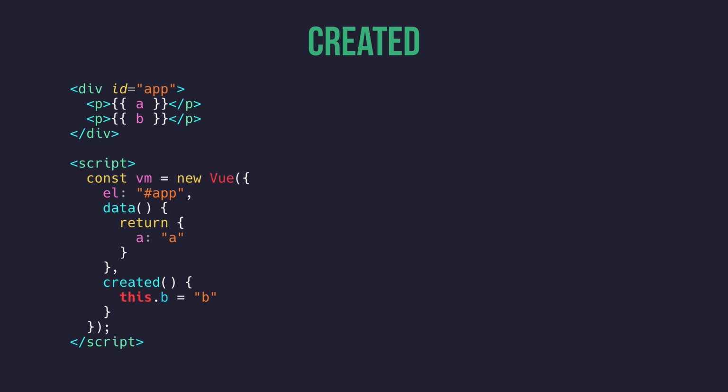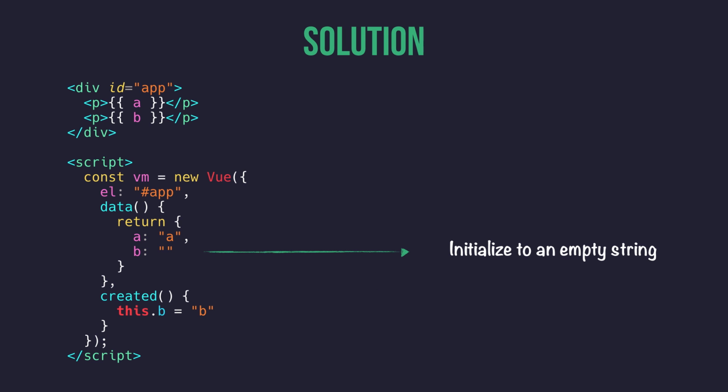Now, there's a case where this doesn't work. Let's say that we have defined a here in our return object, but in our created lifecycle hook, we declare a new property called b. If we were to run this, it would actually work the first time. It would display a and display b, but b is actually not a reactive property. So if we tried to change b, that wouldn't get updated in the DOM. And that's because it has not been declared in data, so it is not reactive.